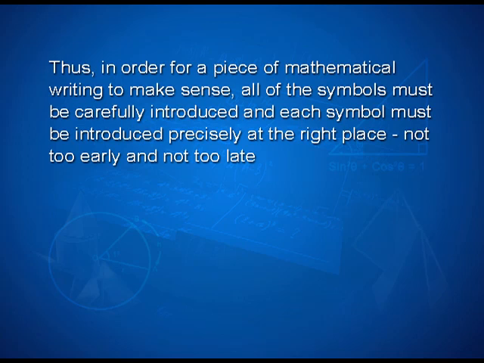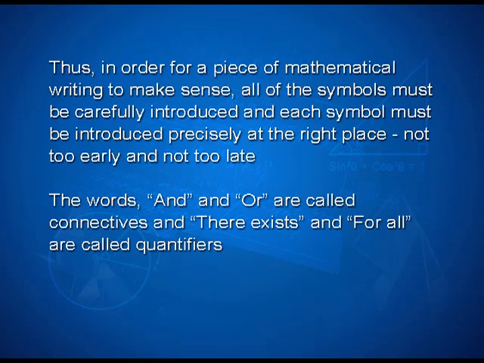Thus, in order for a piece of mathematical writing to make sense, all of the symbols must be carefully introduced and each symbol must be introduced precisely at the right place, not too early and not too late. The words and, or are called connectives, and there exists and for all are called quantifiers.